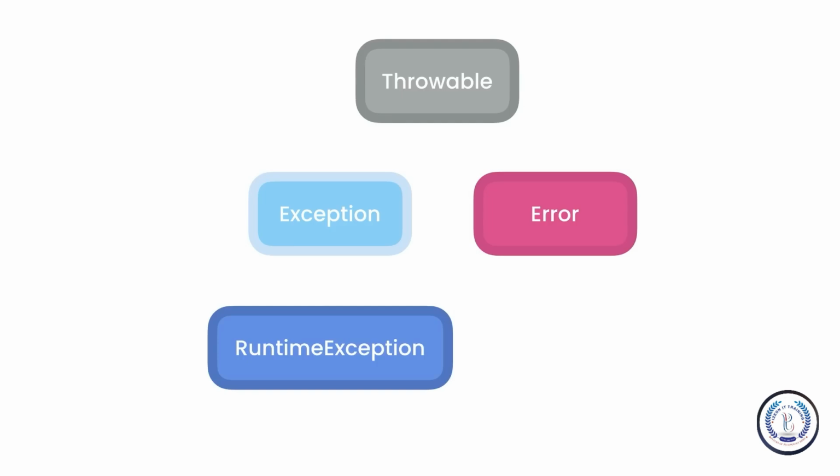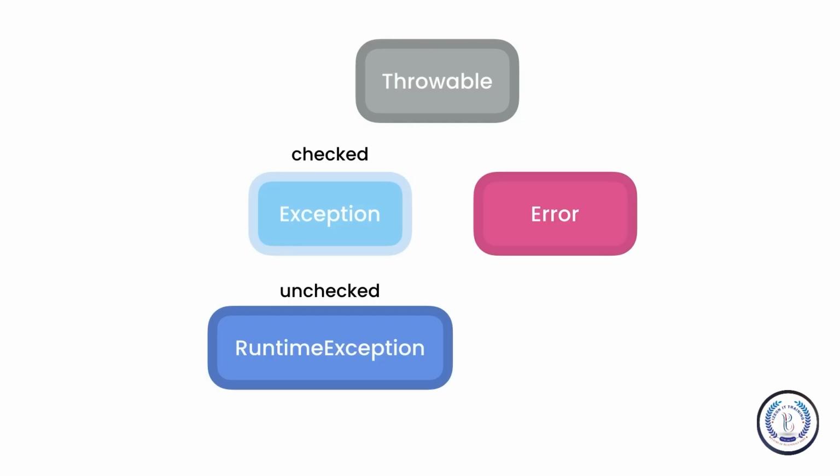The Exception class is the parent for all checked and unchecked exceptions. Below this class, we have the RuntimeException class, which represents runtime or unchecked exceptions. So if an exception class derives from the RuntimeException, it's considered an unchecked exception.